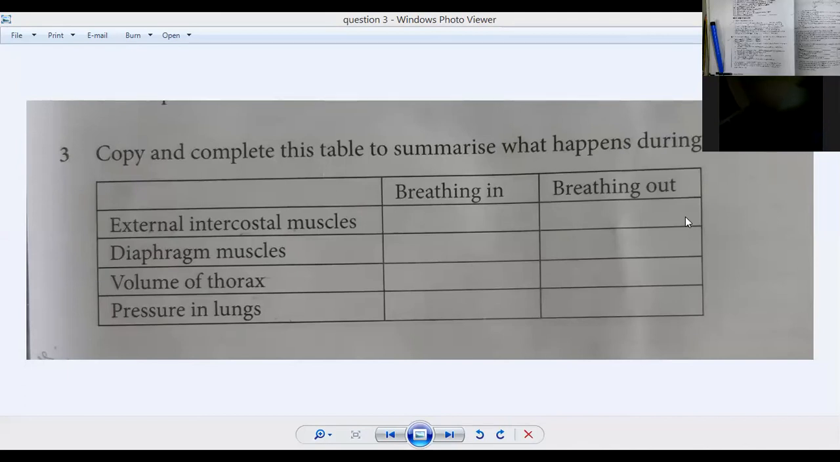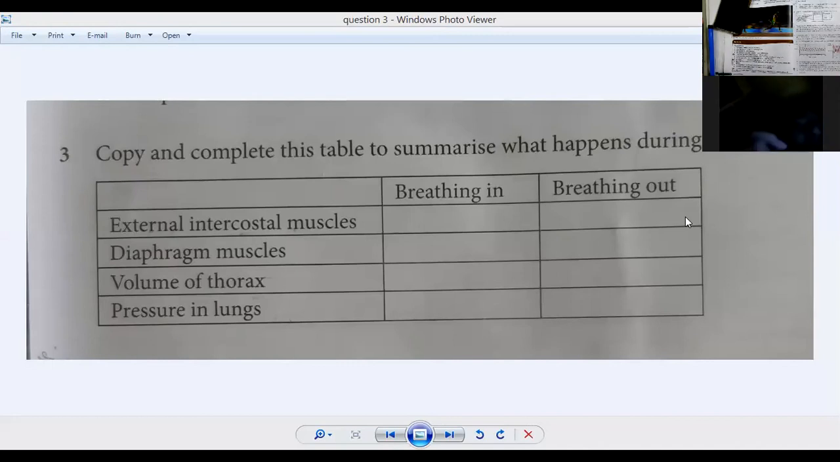It increases or decreases? These are the end of chapter questions, so you can take out the page. It's page 151. Volume in breathing in increases and in breathing out it decreases. Pressure in lungs during breathing in decreases, because the air has to get in, so from higher pressure to lower pressure. Breathing out, pressure increases. So we have done this.